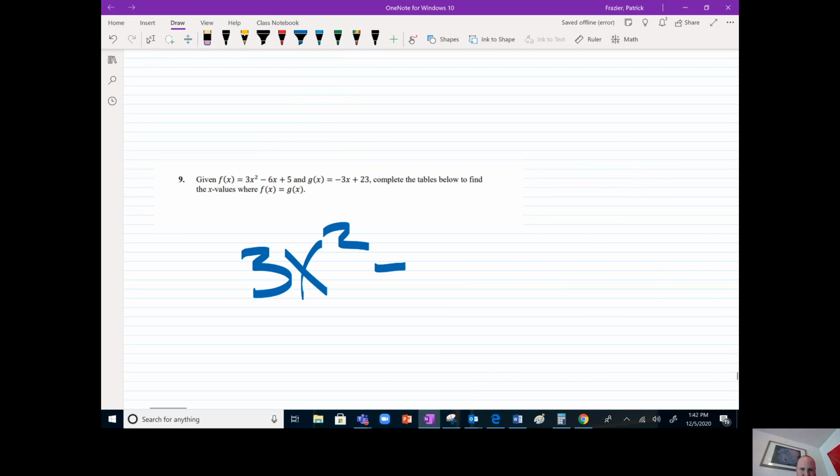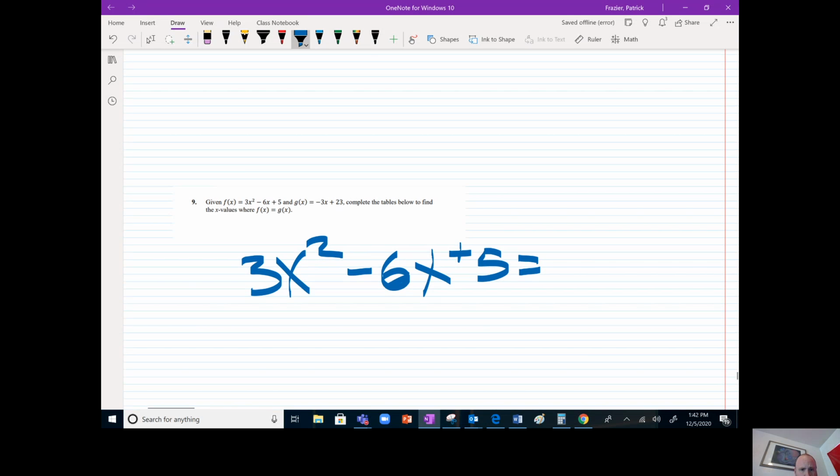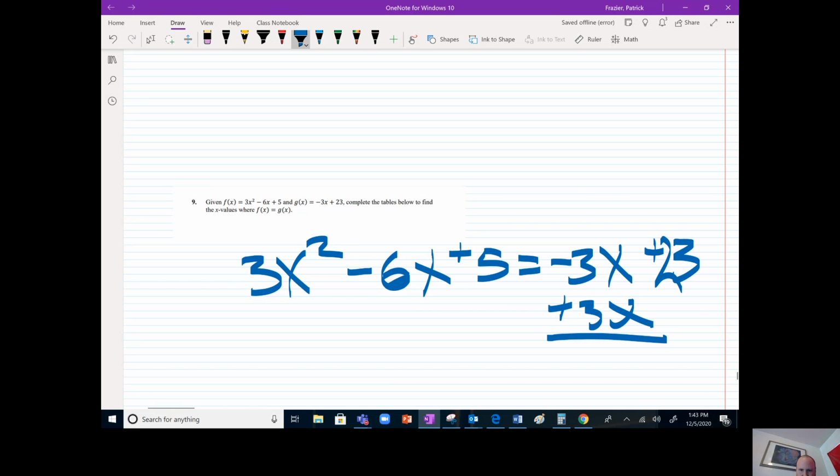3x squared minus 6x plus 5. We're going to set that equal to negative 3x plus 23. So we're going to deploy the addition property of equality, or the equality property of addition. So we're going to add the same terms on both sides, in other words. So that's going to be adding 3x, so that negative 3x plus 3x equals 0. If we add it on the right-hand side, we have to add it on the left-hand side, and we're going to combine like terms in that regard.